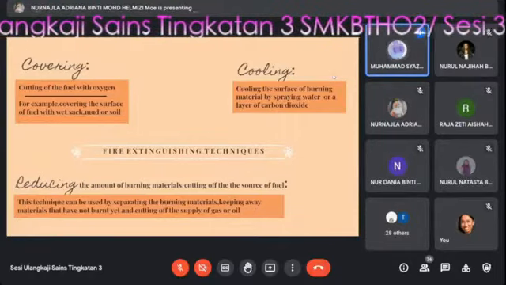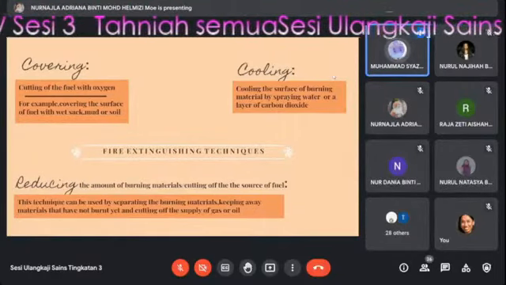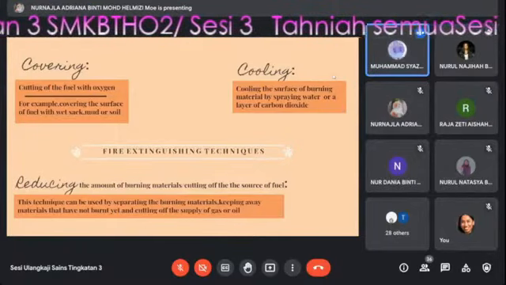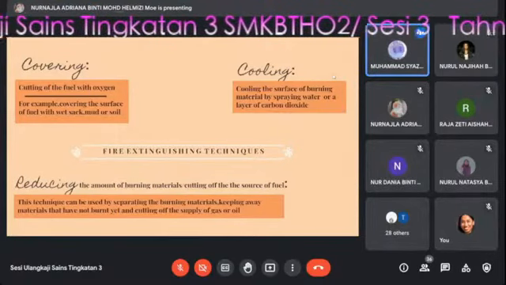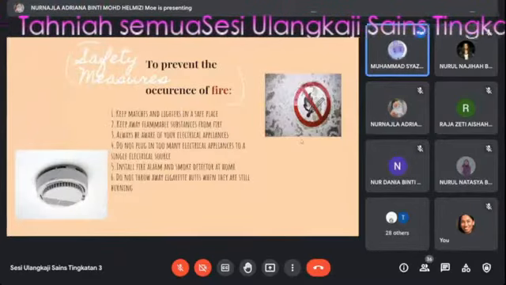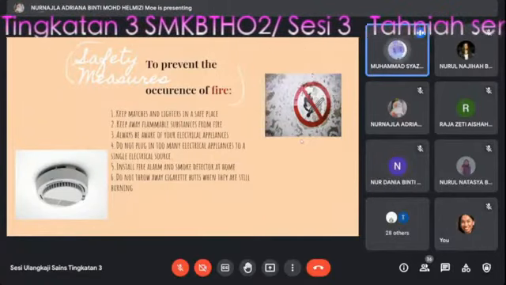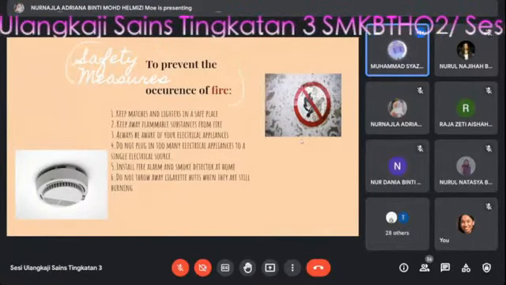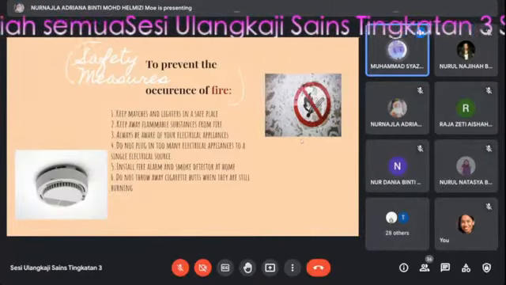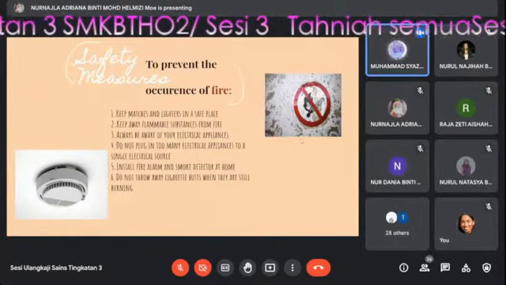Okay, for the last part of this section, we will be learning 6 safety measures to prevent the occurrence of fire. Number 1, keep matches and lighters in a safe place. These items should always be put out of reach from children because as you already know they are very mischievous.